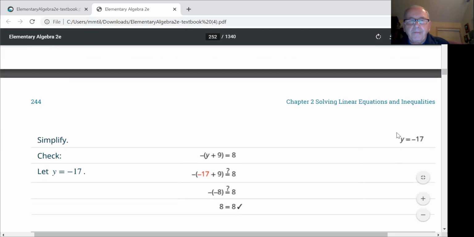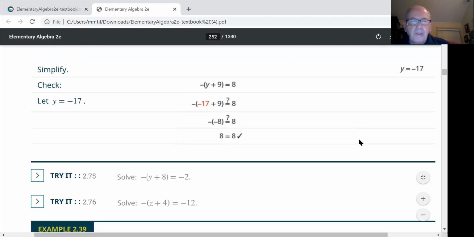That's the last step here. And then you go ahead and check it. You take this negative 17, you plug it right back into the original equation. You make sure the left side balances to the right side. If it does, you've checked it, and y is equal to minus 17 is the correct answer. Okay.